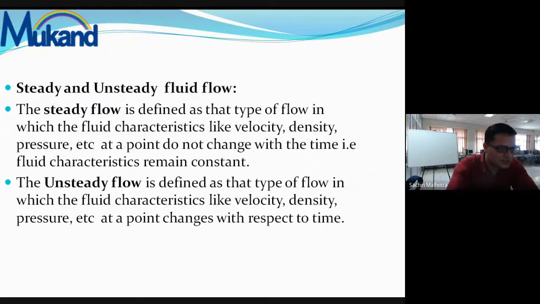Next is our unsteady flow. Unsteady flow is defined as the flow in which the fluid characteristics like velocity, density, pressure, etc. at a point change with respect to time. अब unsteady flow कौन सा flow होता है जिसमें कि fluid की characteristics जैसे कि velocity, density and pressure ये change होते हैं with respect to time. These are not constant. So mathematically we can write delta v by delta t is not equal to 0. Means velocity with respect to time is changing. It is not constant.